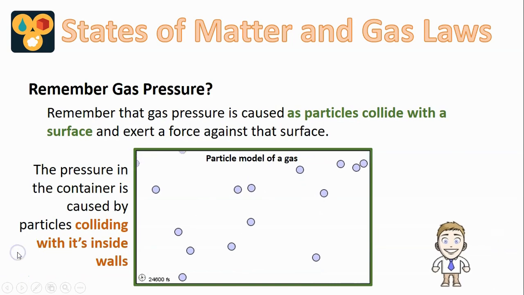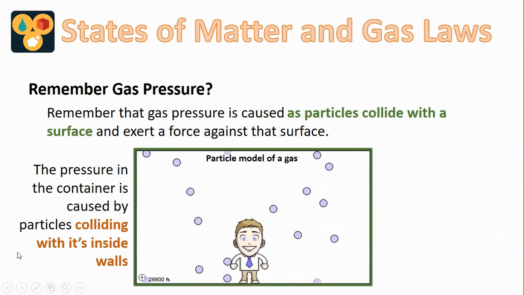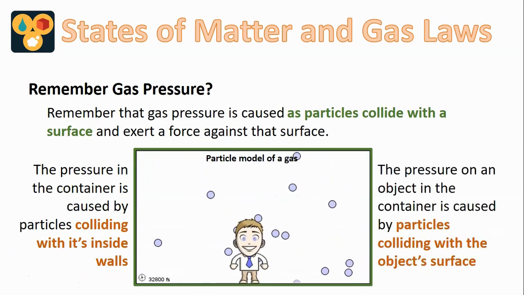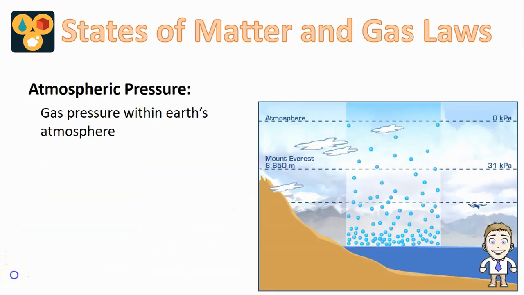And if there was an object inside this container, then the particles would be colliding with the surface of that object too and exerting a pressure on it. So let's start off by talking about a very specific type of pressure known as atmospheric pressure. Now this is gas pressure, exactly the same as we just reviewed, except it's very specifically the gas pressure within Earth's atmosphere caused by collisions of the molecules that make up air.